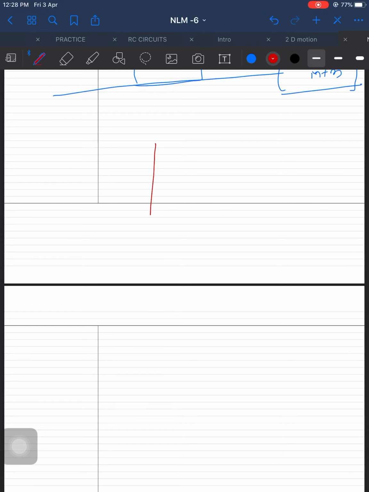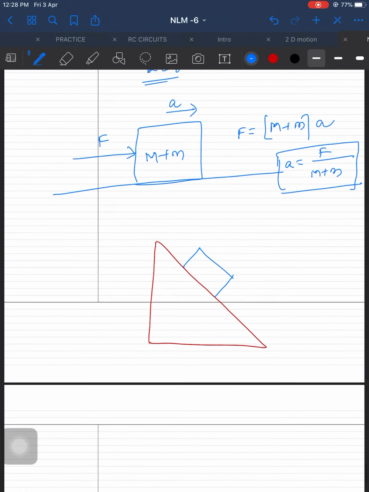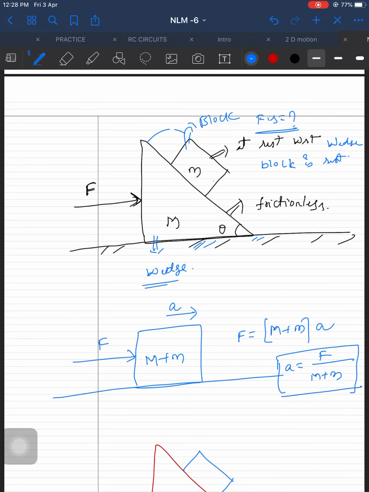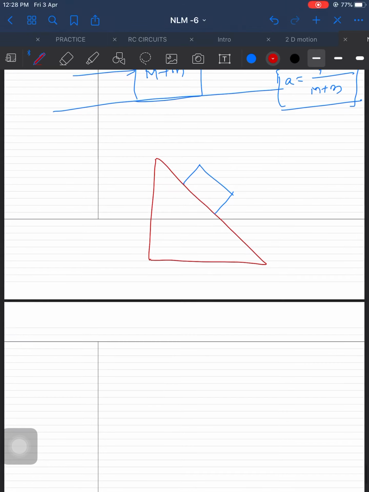If we consider the wedge as the frame of reference, horizontally it moves. There is a possibility that the block can move downwards along the wedge in this way. We should prevent this motion also. How should we prevent it? Now, if we consider the wedge as the frame of reference, listen attentively. What are the forces acting on small m?